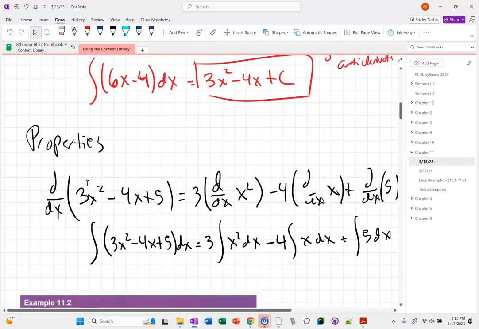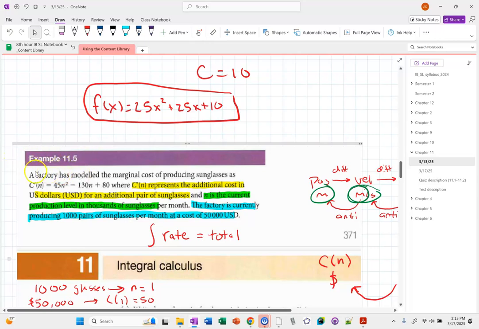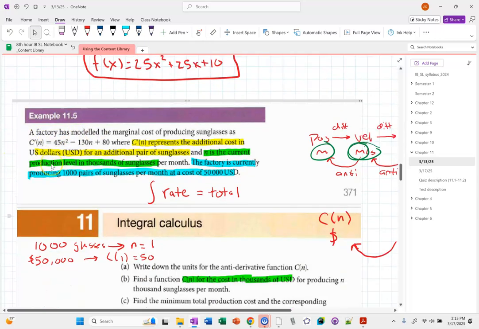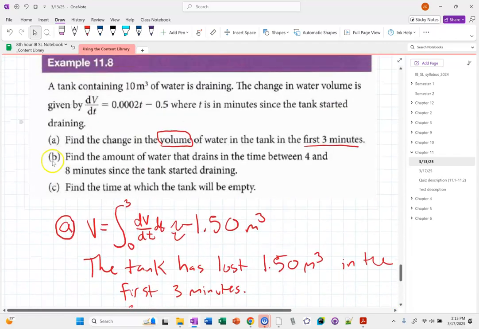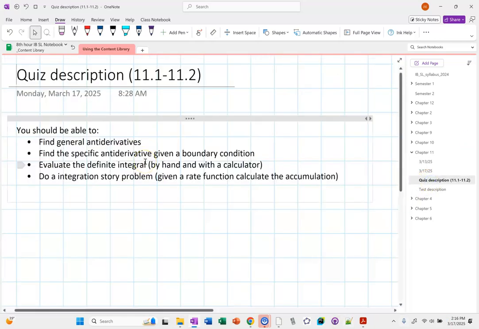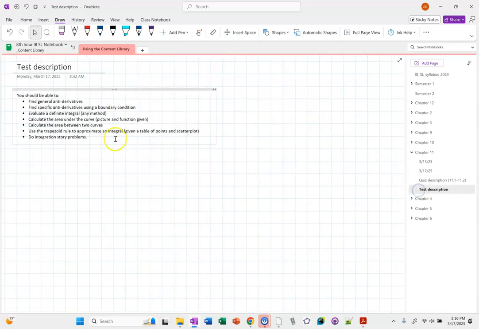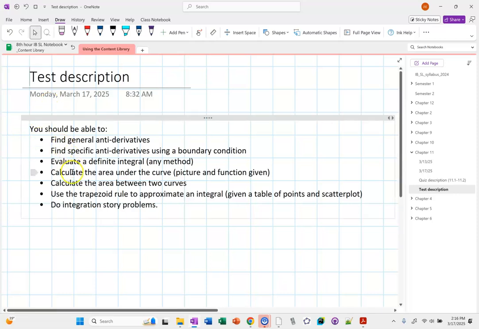So I think we did 2 pretty decent examples of this in the notes. This 11.5 example is a good one. And then we had another one here. This 11.8 example would be a good one to look at. Will resemble one of those sorts of problems. Next class. And then your test description is here also. So it's basically the same thing plus being able to do these area kind of problems.